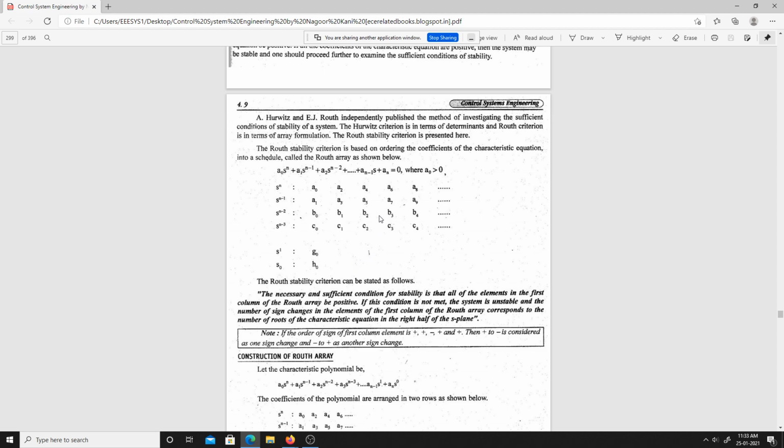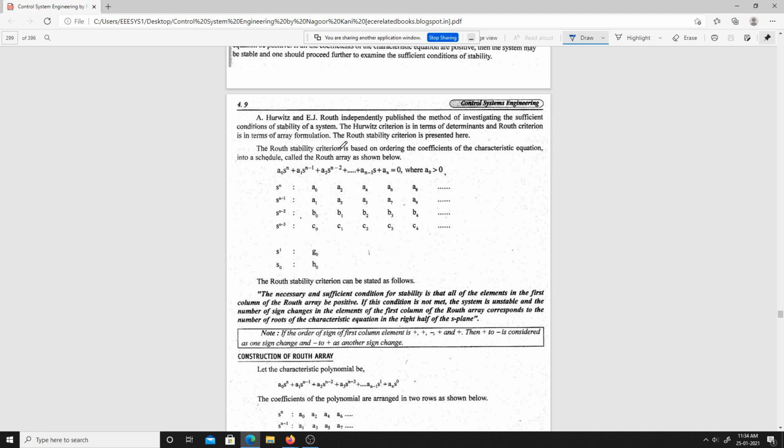Now how can I find out whether the system is stable or unstable? I am supposed to examine the first column elements. If the first column elements are positive, there is no negative sign here, so I say that the system is stable. Is it clear? If the condition is not met, then I say that the system is unstable. Here there is no negative sign. All the elements in the first column have a positive sign, no negative sign. So I say that the system is stable.